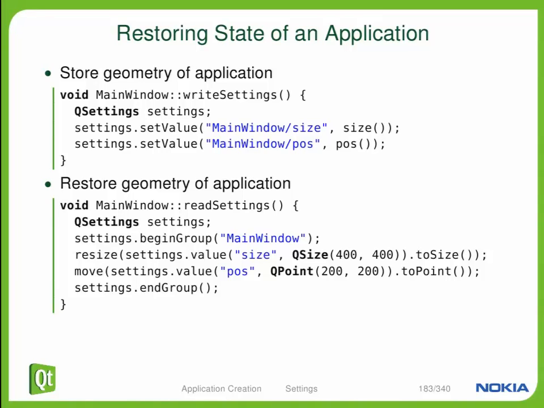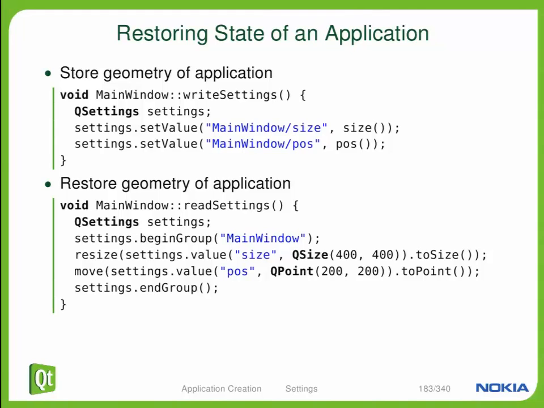So in this particular example, we're making our settings on the stack, and we are setting the value of main window size to a QSize. Likewise, setting the value of main window position to pos, which returns a QPoint.